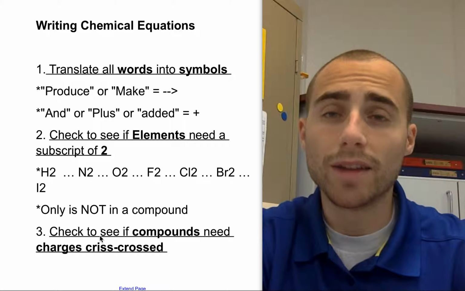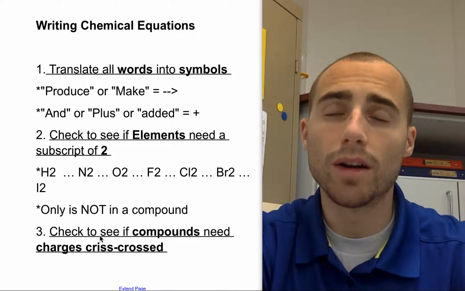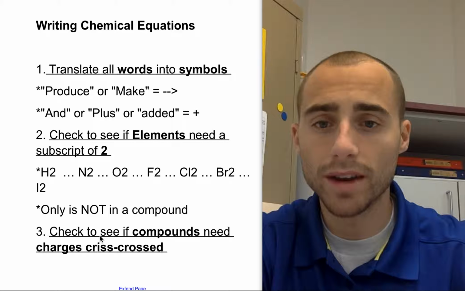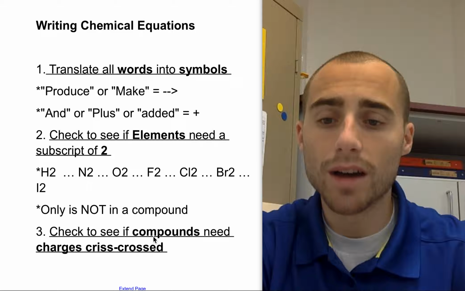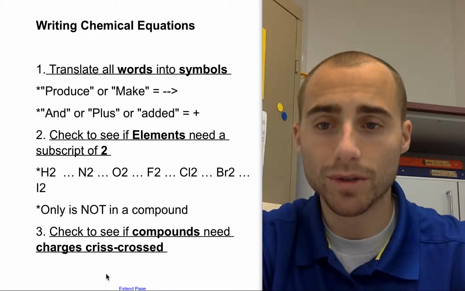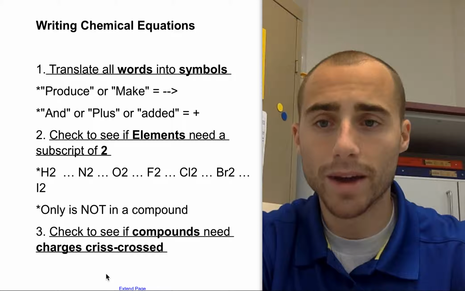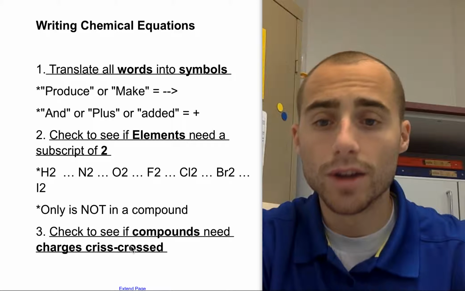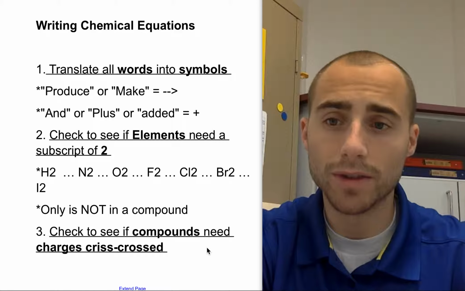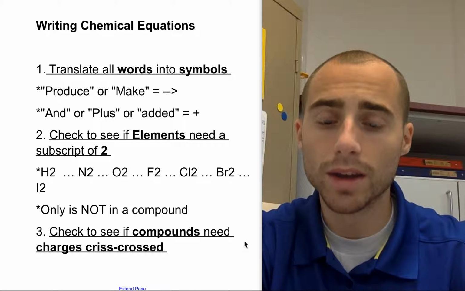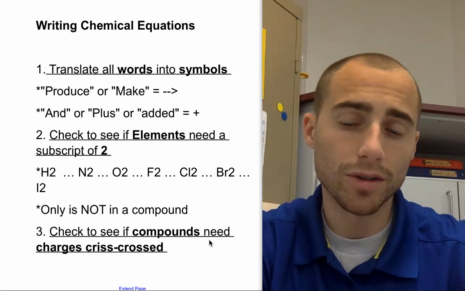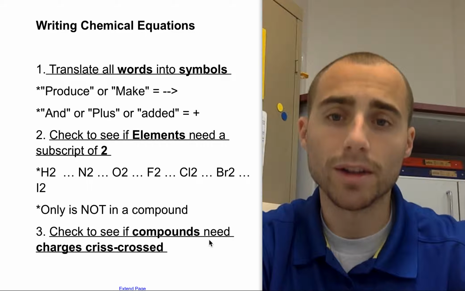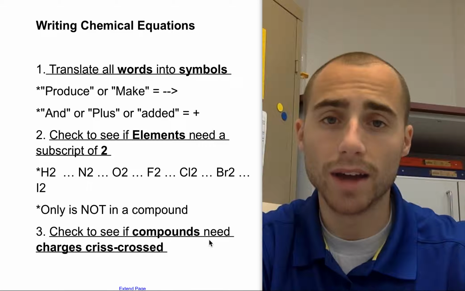And then finally, the last thing you do after you have done all of that, you've translated everything into symbols, you've checked to see if you had any of these, is you look at the compounds and you decide if the charges need to be crisscrossed. So if it's an ionic compound, meaning a metal and a nonmetal, you have to take those charges, like calcium plus 2, bromine minus 1, and crisscross them to make sure it balances out to CaBr2. We talked about crisscrossing a lot yesterday because that's something a lot of people had forgotten.